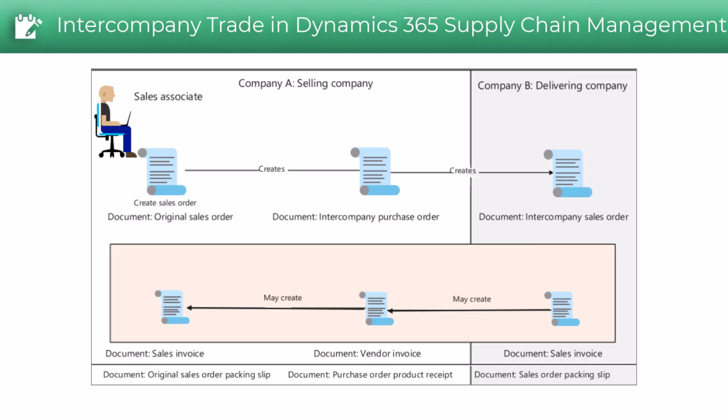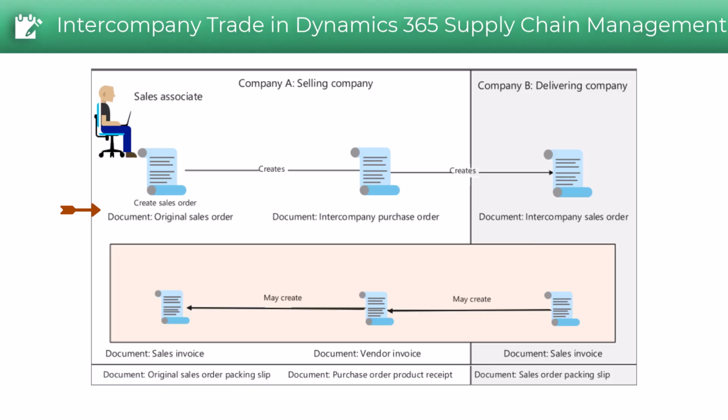In the first step, the sales associate creates the sales order. That means a sales associate in company A receives an order from a customer, so they create a sales order in the system. Let me give one real world example here. Think of company A as the headquarters of a retail brand, say Zara HQ. A customer places an order with Zara, so the headquarters creates the sales order.